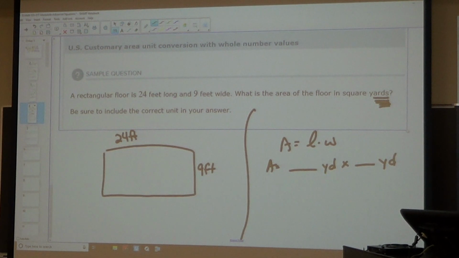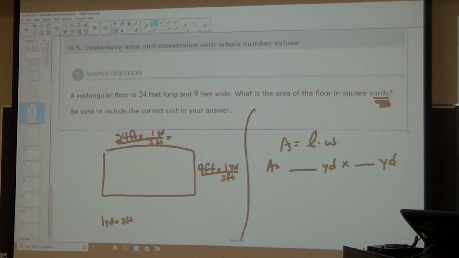So we've got to convert. We're going to put feet down here so they'll cancel, and yards up here. You just looked it up for me, Tamika: 1 yard equals 3 feet. So 1 yard is 3 feet. I draw my line.